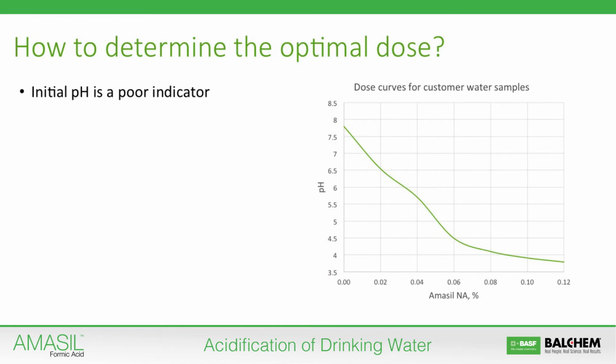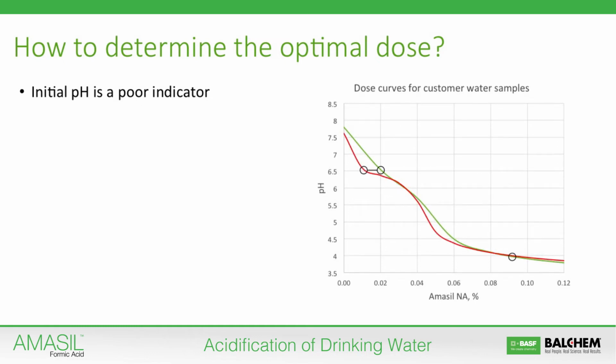Unfortunately, pH is a poor indicator of what the actual dose needs to be. It's more of a general guideline. So if we look at this green line here, this is a titration curve for a water sample we collected from a farm. As we see, the pH started between 7.5 and 8, and then to drop down to a pH of 4 it takes somewhere around 0.08% Amasil A in the drinking water. So very low levels of acid in the drinking water.